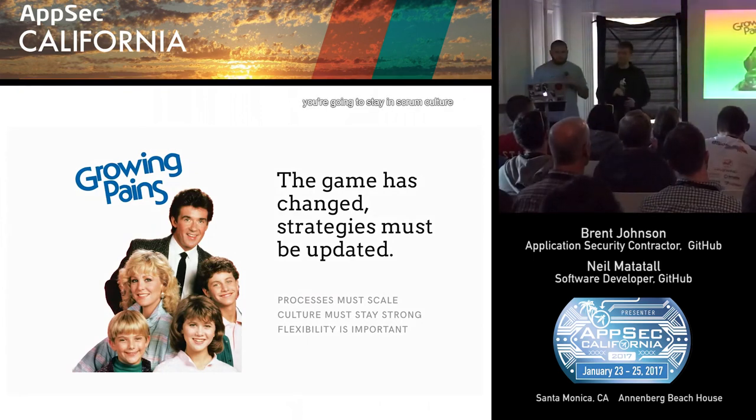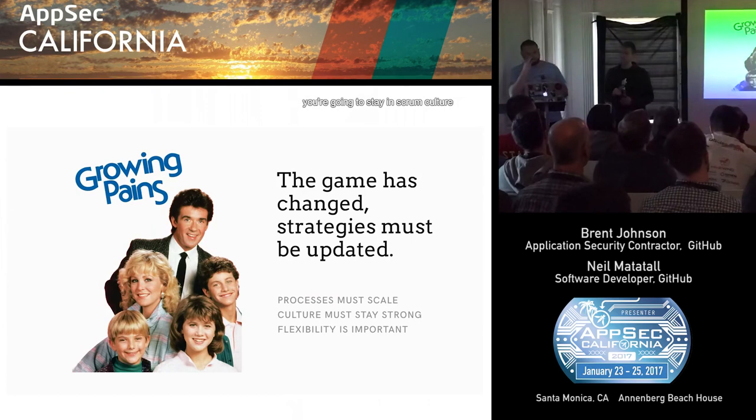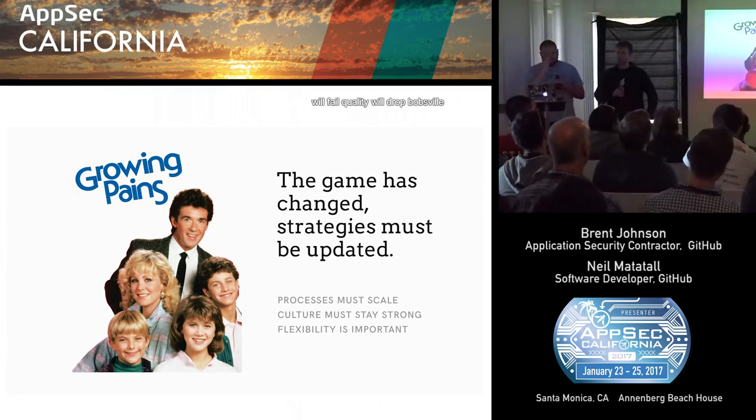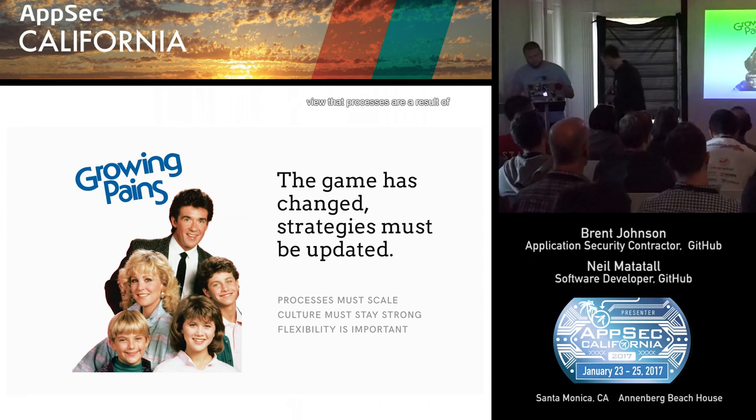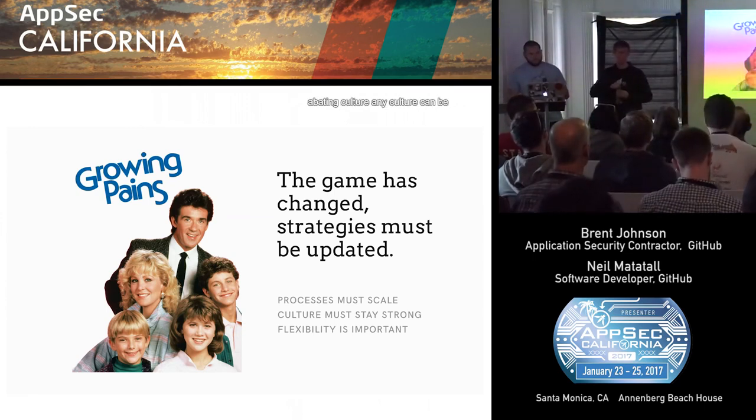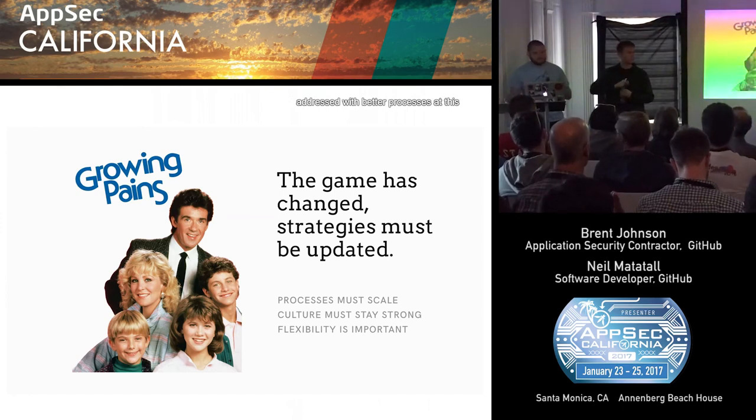But of course, as you grow, you're going to experience growing pains. Culture will fail, quality will drop, bugs will surface. It's important to illustrate the fading quality as a culture problem, and all of a sudden, it's really hard to argue against it. People don't fail, processes do. Bad processes are a result of a fading culture. Fading culture can be addressed with better processes.